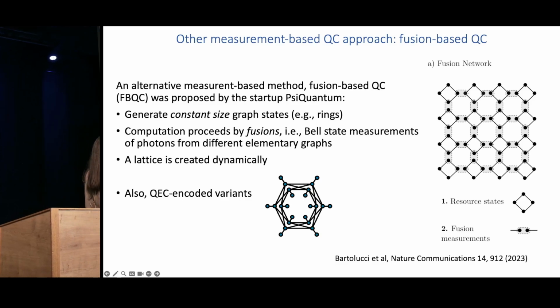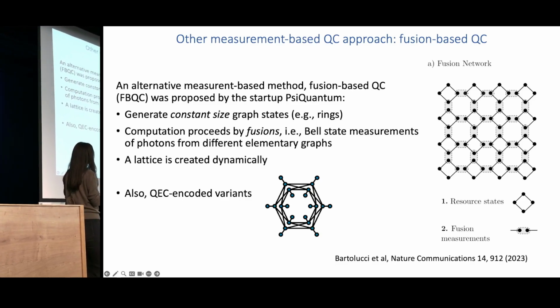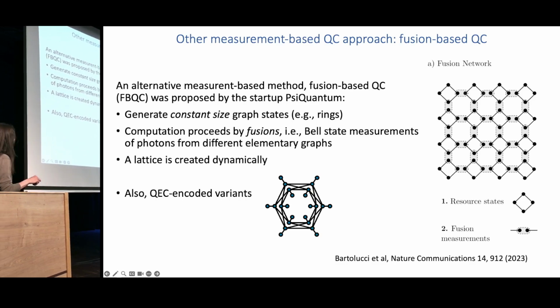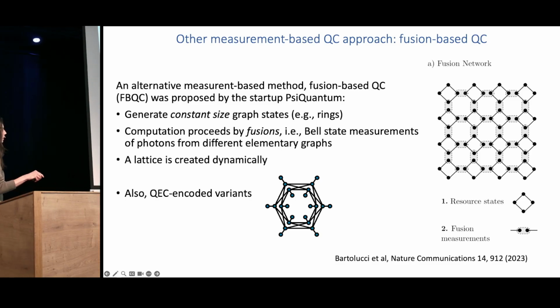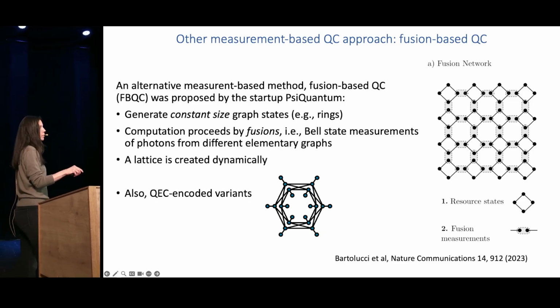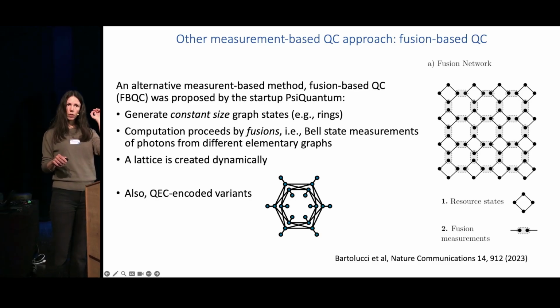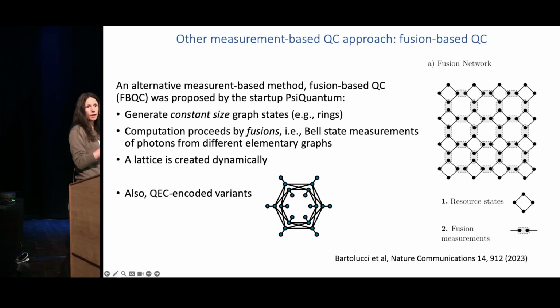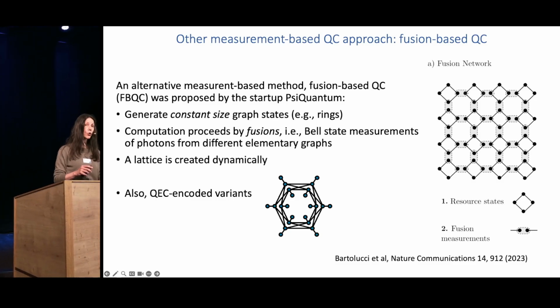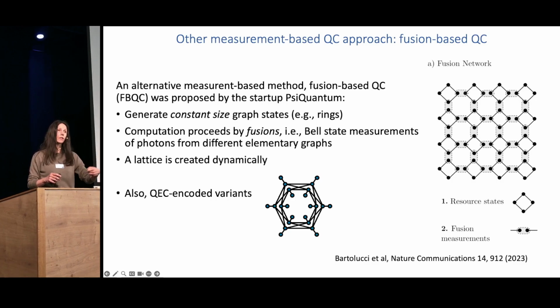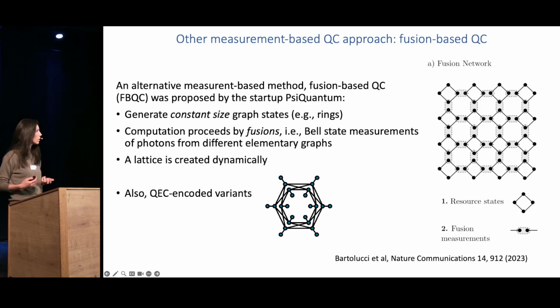There are quantum error correcting encoded variants shown here. So this is not the only state they're looking to create. But the point is that this is a fixed size, meaning it doesn't matter what algorithm you're trying to run, your resource state will have a fixed size. Right? Of course, you have to pay the price of Bell state entangling gates, Bell state measurements dynamically. Right? So there's this trade-off.